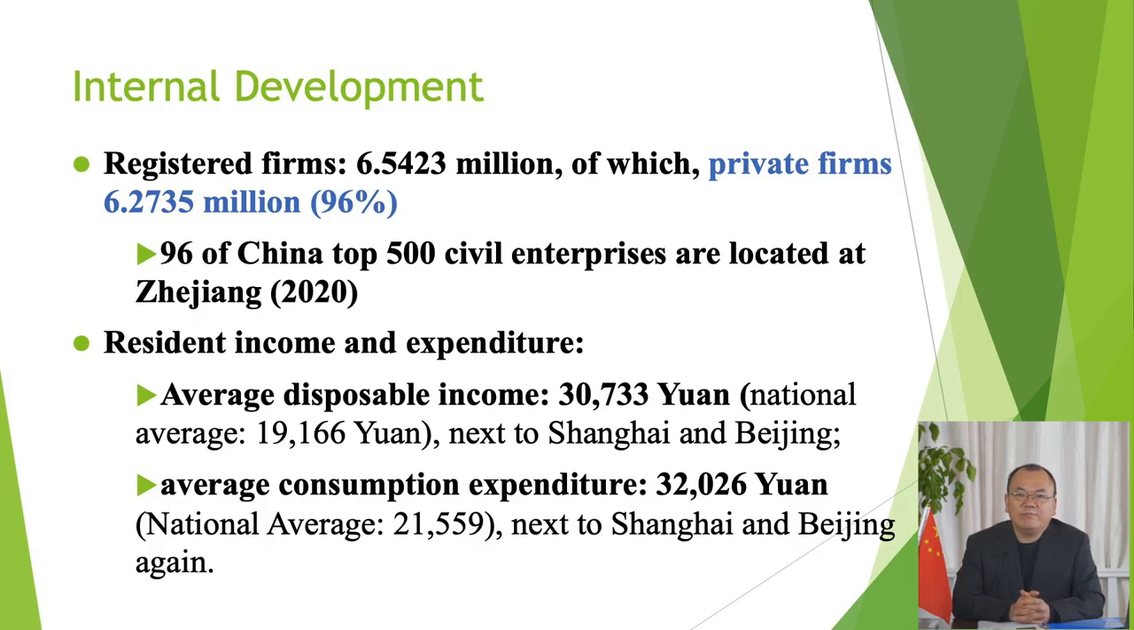And the average consumption expenditure, it means the consumer's expenditure on everyday consumption. Zhejiang is 32,000 yuan last year. The national average is only 21,000. Again, this figure is next to Shanghai and Beijing. So this means that in fact Zhejiang province is a wealthy province. Its residents have a higher income than most other provinces, and every year they shop more than other provinces.